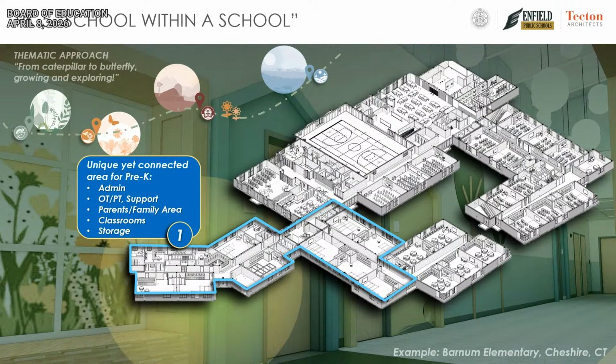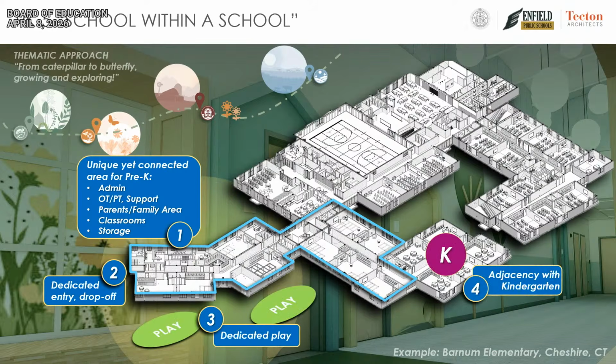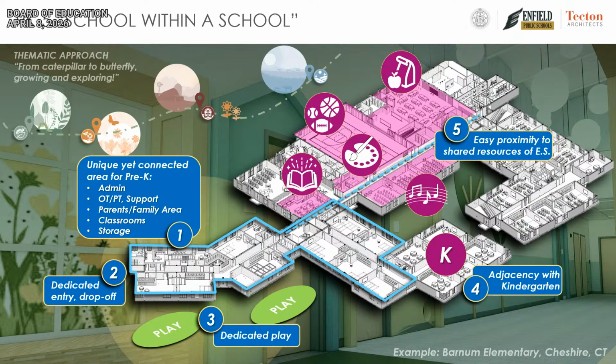So making sure there's a unique atmosphere and community for the pre-K early ed students, making sure that they have dedicated drop-off, dedicated play, the adjacency relationship of the grade levels from a pre-K to 5, making sure that you have pre-K to K, early learners all in a similar area, and then that magic of being able to share those larger spaces, those special spaces with the pre-K program, so that there's a natural progression from pre-K all the way up through grade 5.